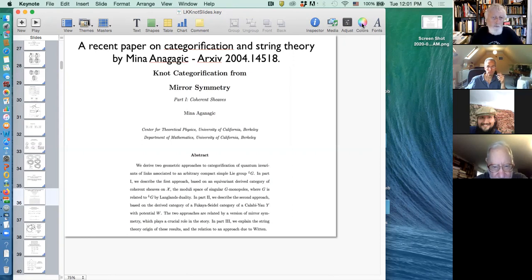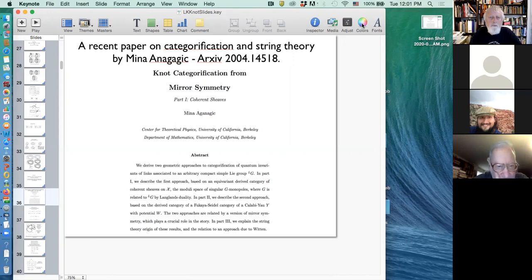And as you see from the description, it uses lots of interesting things, both in mathematics and in string theory. And she claims to categorify invariants corresponding to all of the classical Lie algebras using her methods. And what she does seems to be interrelated with Ben Webster's work and other people's. So this is one paper you might be interested in if you want to see what the physicists are doing with knot invariants recently.